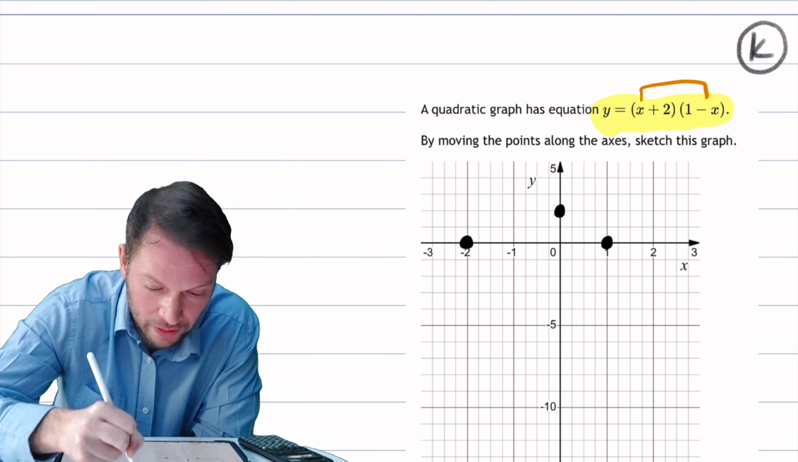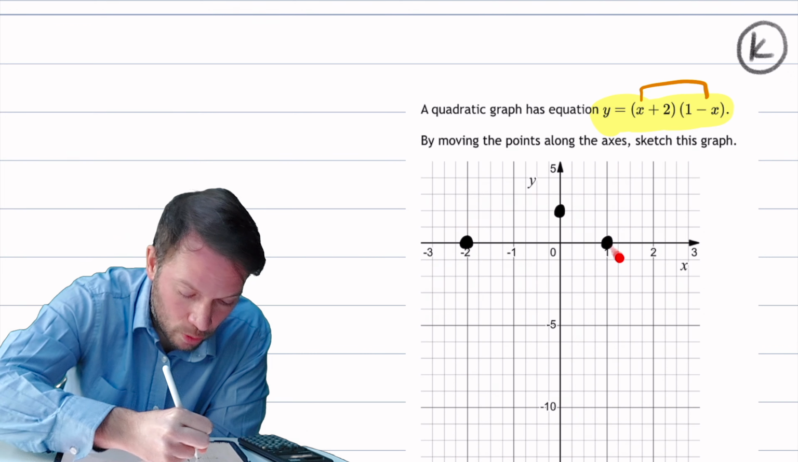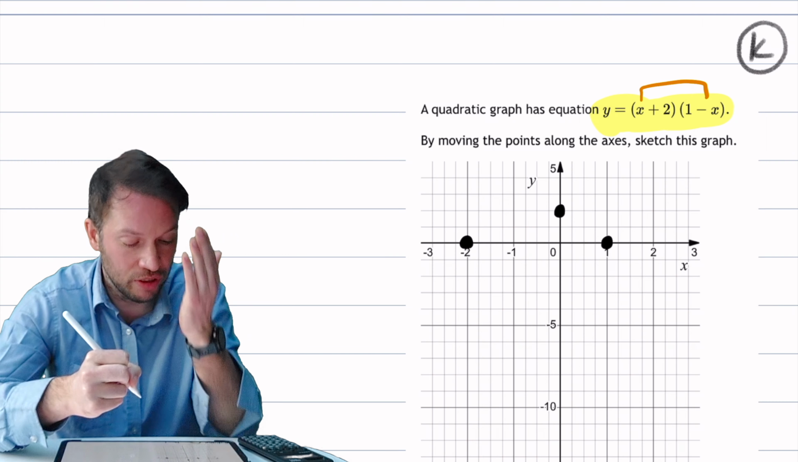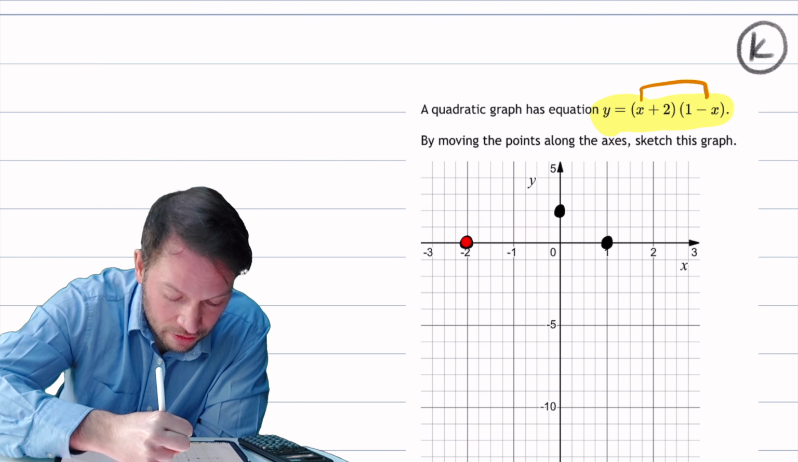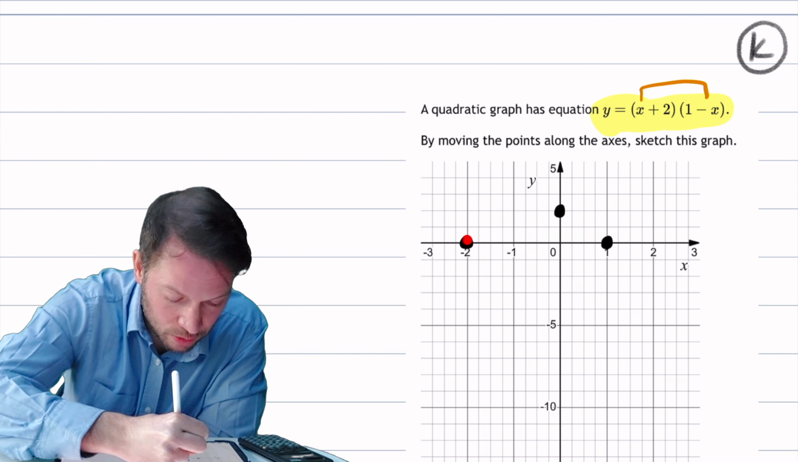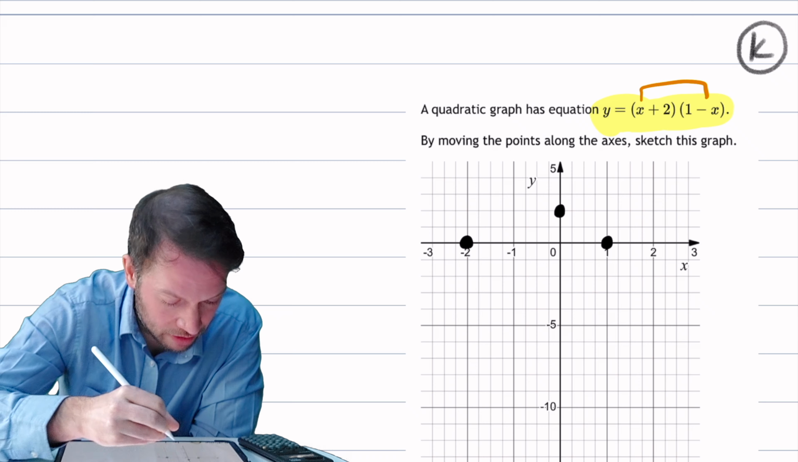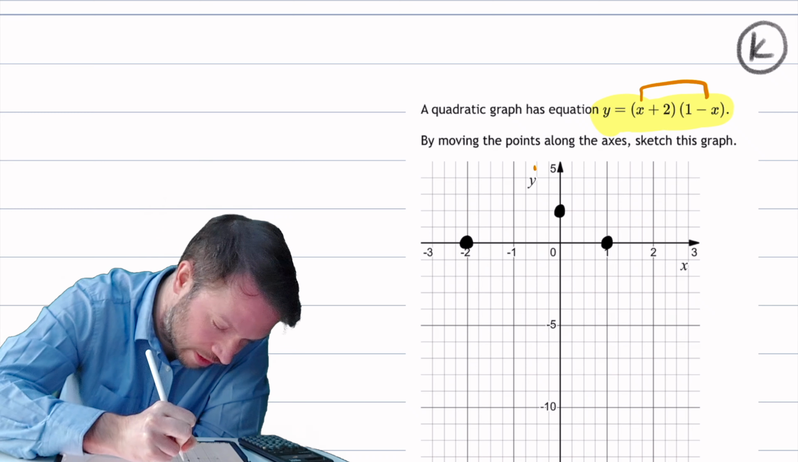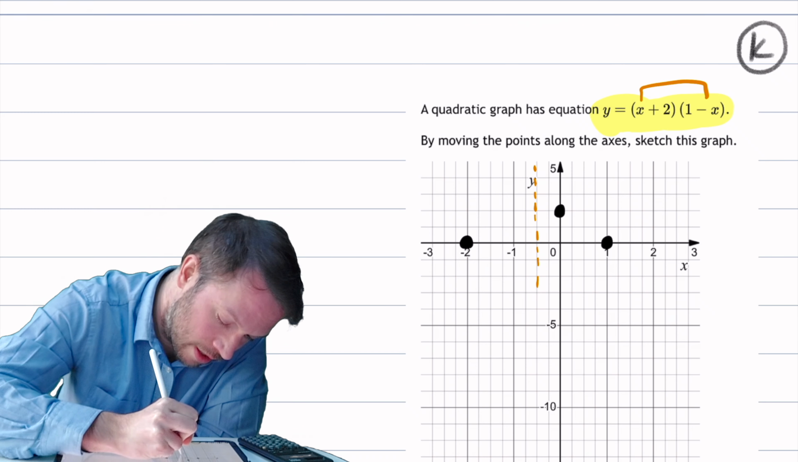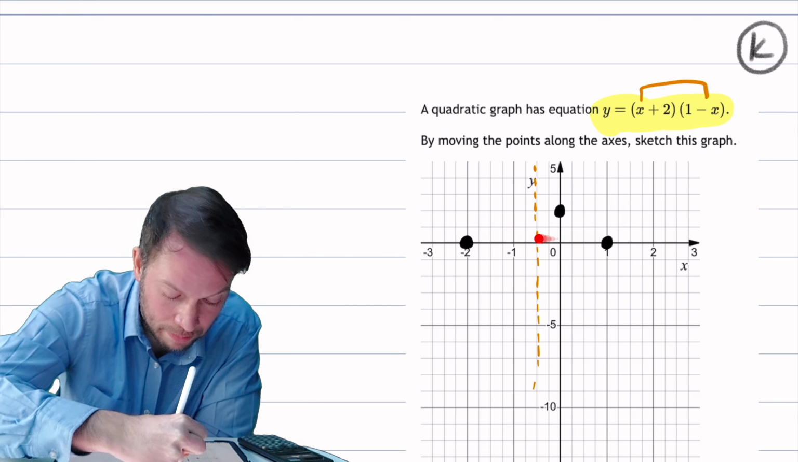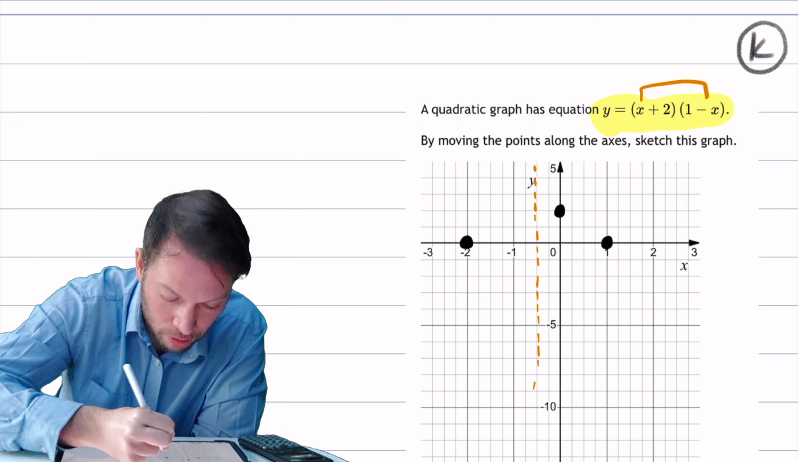So then we've got to plot our quadratic that goes through these points. And notice, by the way, that because a quadratic graph is symmetrical, it has a line of reflection, a line of symmetry, in the middle, halfway between the two x-intercepts, the minus 2 and 1. Halfway between minus 2 and 1 is minus a half. So this is going to be the line of reflection. And then we just need to draw our quadratic graph.